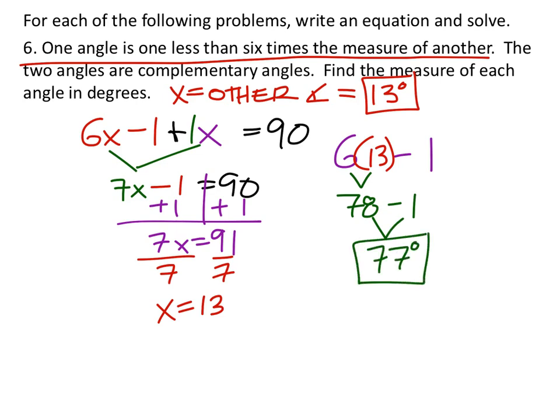So that's our second angle, but let's check just to make sure. These are complementary, so they should add up to 90 degrees. 3 plus 7 is 10, so we'll carry the 1. 7 plus 1 plus 1 is 9. So it does check off, and those two answers are good for this problem.